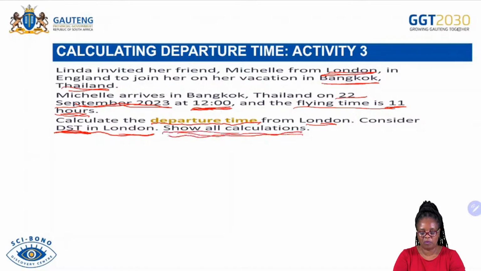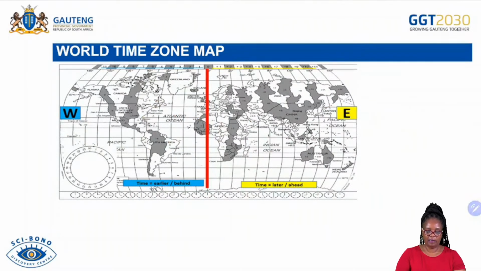This is what I talked about when we started with the lesson, that you have to show all the calculations. Consider DST. They will always tell you if you have to work with DST, you will see this. So now, let's start. Remember the first thing that we do? We go to our map and find London and Bangkok.